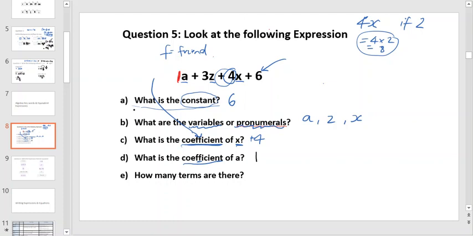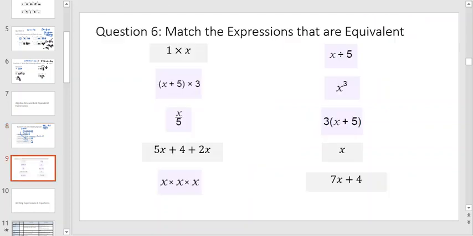How many terms are there? Now, remember what the word term is. Think of a school term. How many terms in one school year? There are 4 terms in Australia anyway. So here, how many terms are there separated by, in this case, the plus? Terms are separated by plus or takeaway. So in this case, we've got a term here. So 6, 4x is another term, 3z and a. They are all terms. Constants can be terms as well. So there are 4 terms in this whole expression.